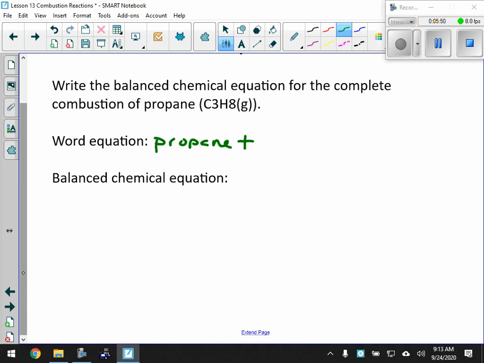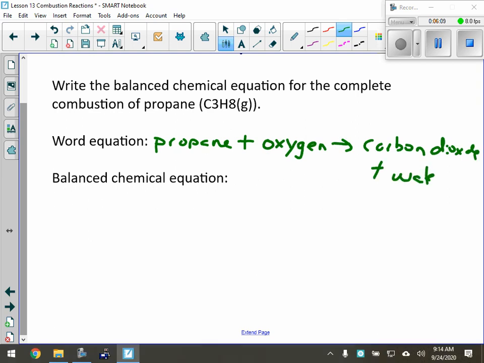All right. So propane, you always need oxygen in order to burn something. So propane plus oxygen, we cannot forget this oxygen. We always get carbon dioxide and water. And we'll just leave it like that. Or you could say water vapor, I guess, if you want, because that's probably more accurate.